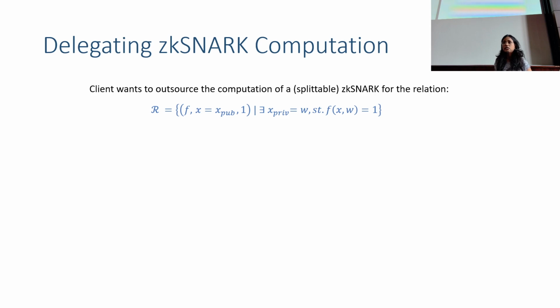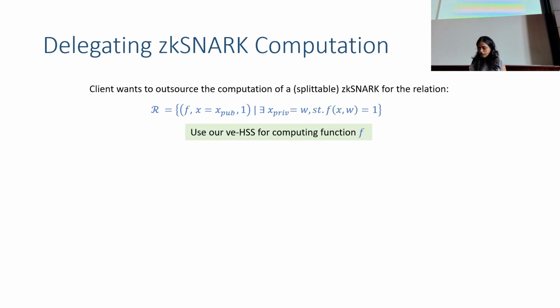In particular, let's assume that a client wants to outsource the computation of a splittable zero-knowledge SNARK for this particular relation, where F is, let's say, the relation circuit, X is some statement, and what we want to check is whether there exists a witness W such that F(X, W) is equal to 1. How would we do this using HSS with verifiable evaluation, and in particular our very scheme that we constructed?